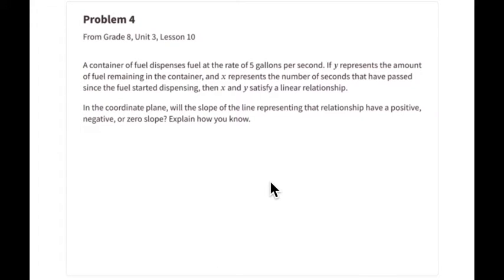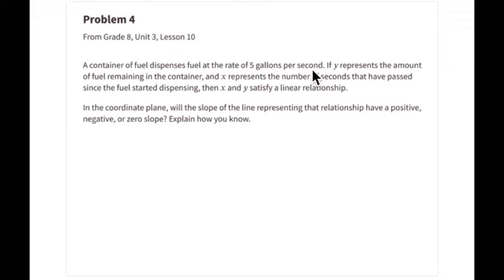This is problem number 4. And in this problem, you have a container of fuel that is dispensing fuel at a rate of 5 gallons per second. Dispensing means that it's giving out. Fuel is leaving the tank. It's flowing out of the tank. So it's dispensing fuel at a rate of 5 gallons per second.